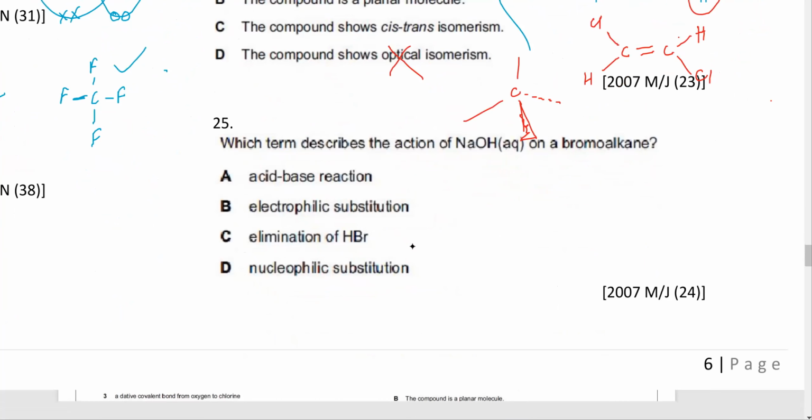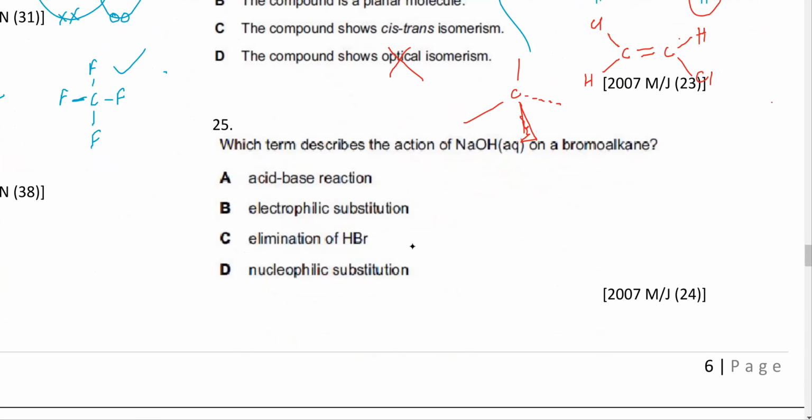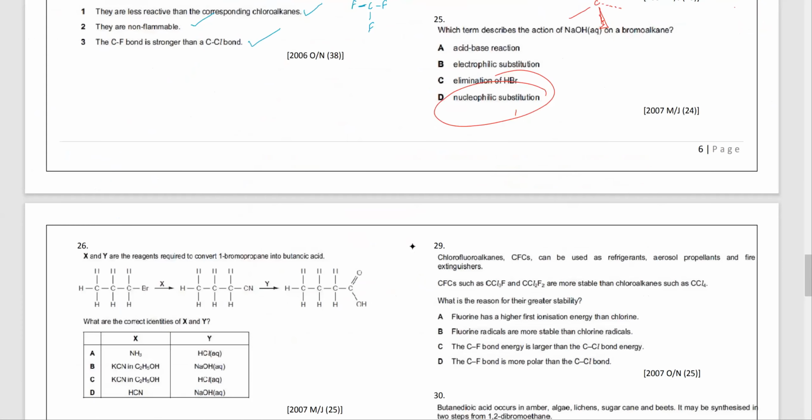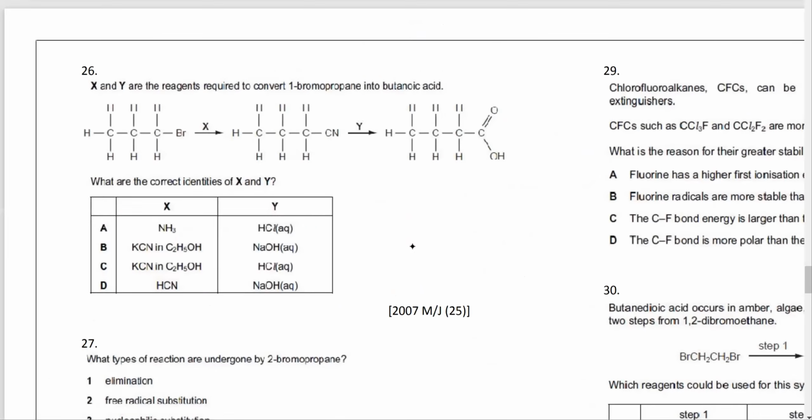So the next one is, which term describes the action of NaOH on bromoalkane? ये मैंने ये कर चुके हैं. Nucleophilic substitution, SN1, SN2 reactions. Then this one, X and Y are reagents required to convert 1 bromopropane to butanoic acid. Halogen की जगह CN लेके आना है. तो उसकी जो conditions थी वो क्या थी?